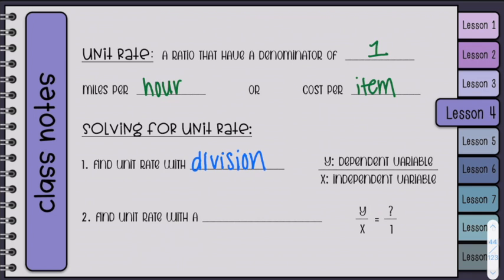Where you're dividing your y by your x. Your dependent variable is always going to be dependent on your independent. Independent's usually time, how many items. So hours would be independent, items would be independent, and then dependent on that is cost. So your y would be cost or miles. And then the second way to solve for unit rate is using a proportion. So setting up a proportion and then solving for it.